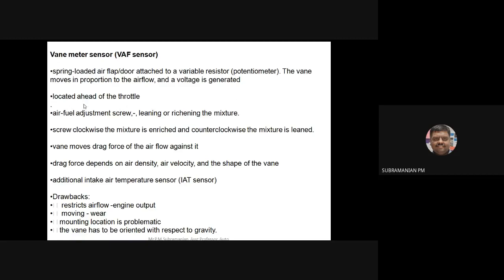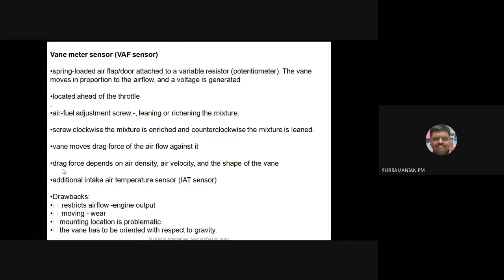Okay, some points we have to refer to the slide because we might have forgotten that point. So here see, this airflow sensor will be located after the throttle. Okay, and already I have told you there is an adjustment screw. By using this adjustment screw only, I will be able to richen the mixture or lean the mixture. Richen means more fuel content. Lean means air will be more. Okay, so you can see when I am rotating the screw clockwise, the mixture is enriched. When I am rotating the screw counterclockwise, the mixture is leaned. Okay, so already I told you how the vane is going to move due to the drag force of the air.